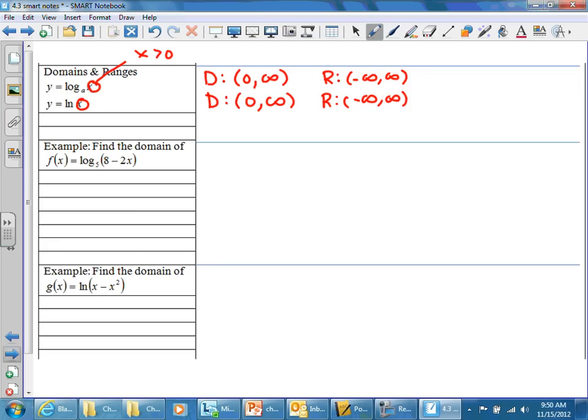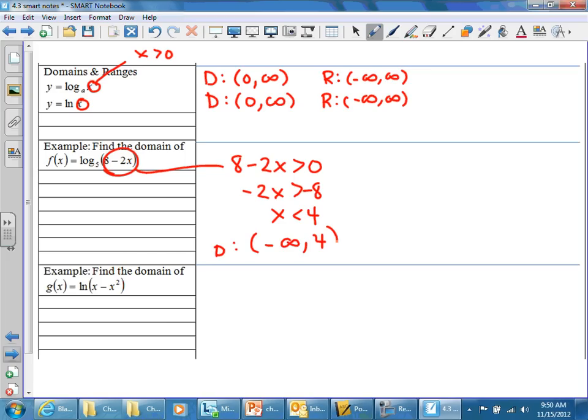It has to be greater than 0. So let's look at this first one, find the domain. Well, I know this inside of the log has to be greater than 0. So when I go to solve that, I get a domain from negative infinity until 4. So let's find the domain of this guy.